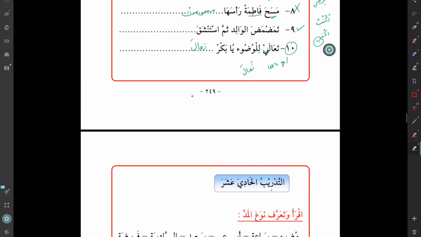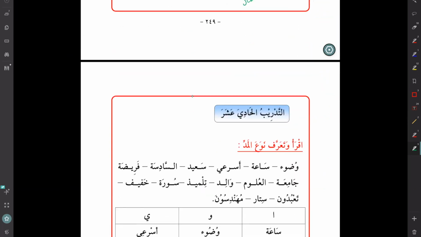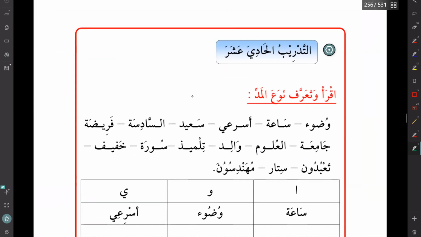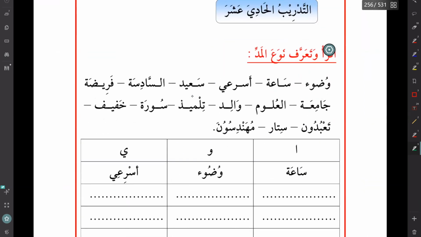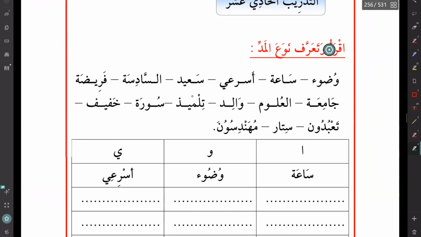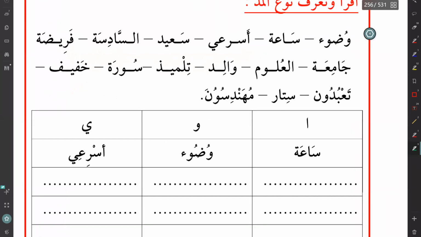Good. Next, the eleventh exercise. The 11th exercise. Okay. So this should be very easy for you guys. It's basically talking about different types of madd. So I'm not going to spend too much time here. You understand how madd happens in the Arabic language.